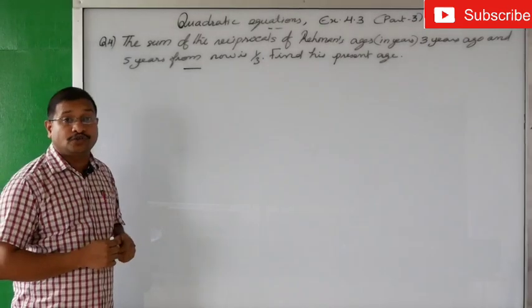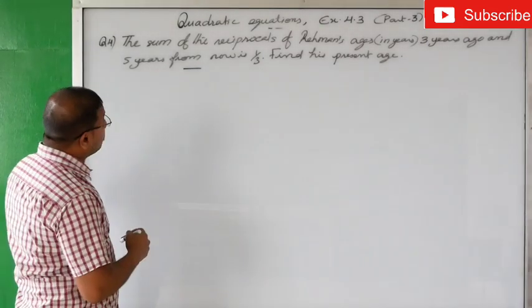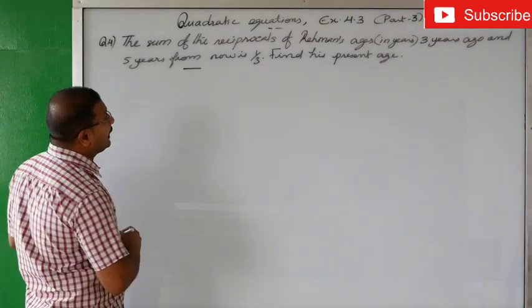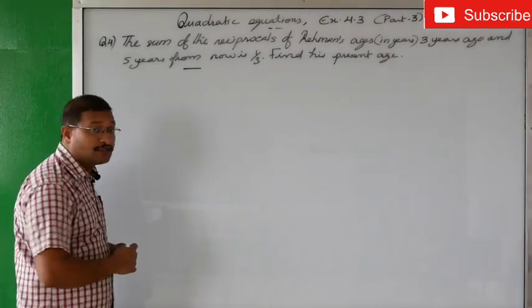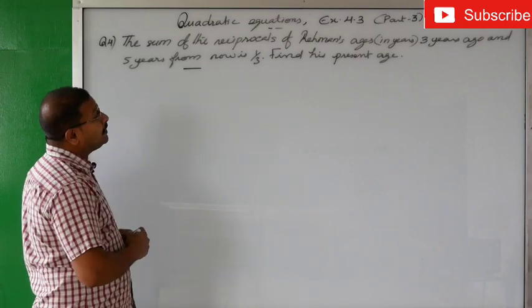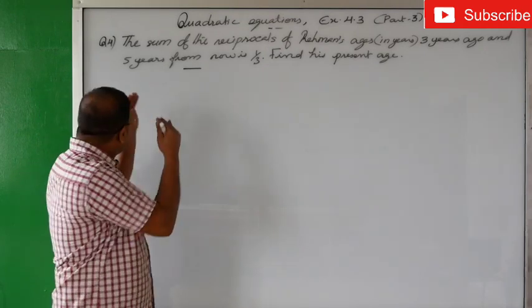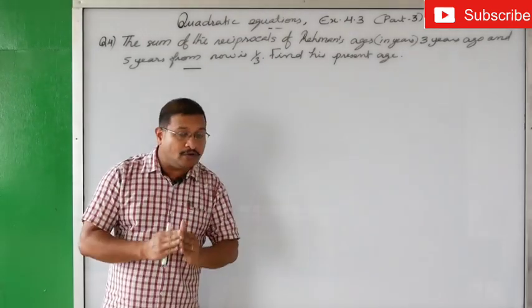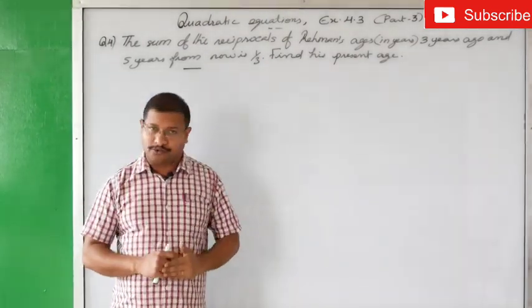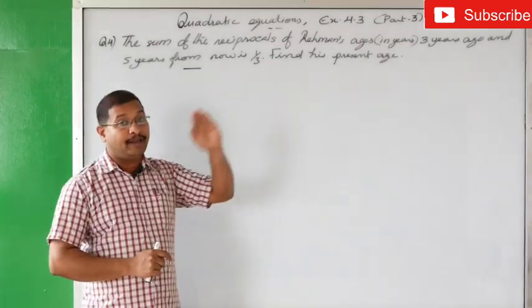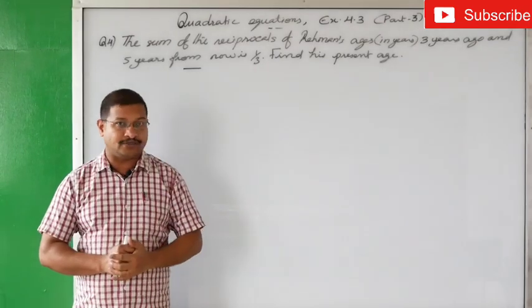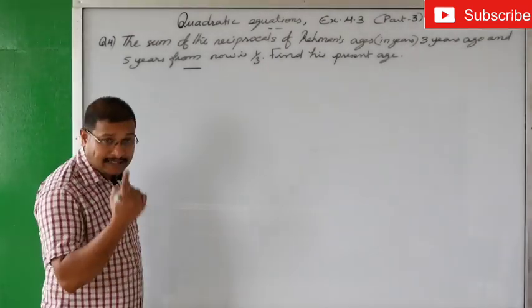Okay. Next question, question number 4. The sum of the reciprocals of Rahman's age in years 3 years ago and 5 years from now is 1 by 3. Find his present age. See, question number 4 is a word problem. So what do you want to do? You have to understand the question nicely. After that, you have to make the quadratic equation. After that only we are going to solve the question. Ready? Find his present age, isn't it?